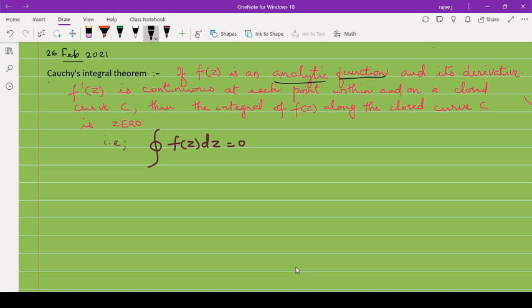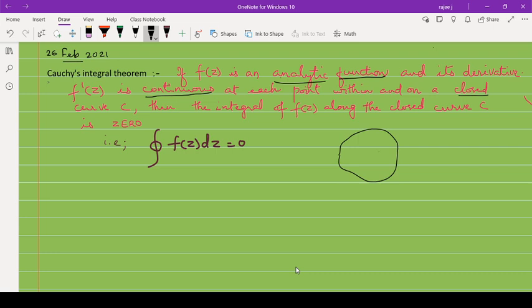and its derivative f dash z is continuous at each point within and on a closed curve C, then the integral of f of z along the closed curve is 0. That means, suppose any closed curve is given. So this is a simply connected region. Already we discussed what a simply connected region is. That means here it starts and ends at the same point. Okay, it is a closed region, a simply connected region.